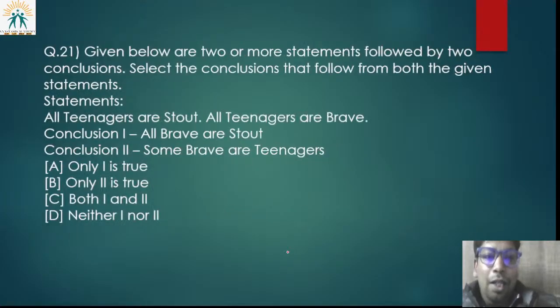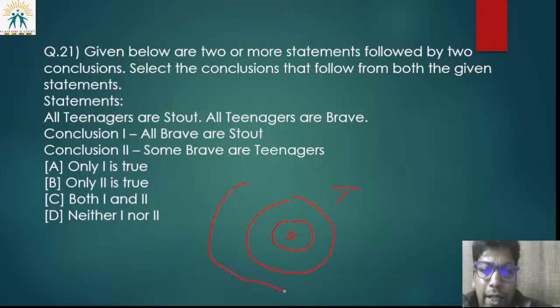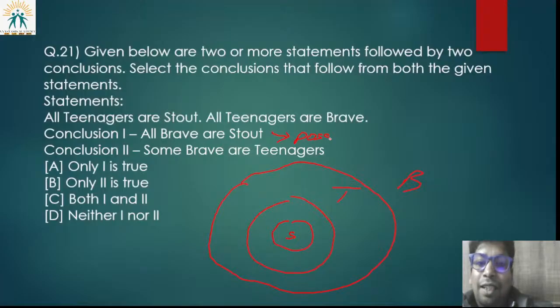Let's move on. 21st. Given below are two or more statements followed by two conclusions. Select the conclusions that follow from both the given statements. We have syllogisms at our hands. Let's quickly see. All teenagers are stout. So stout inside teenagers. All teenagers are brave. Now we have brave outer circle. Correct? All brave are stout. Now this is one scenario that can happen. I have not drawn all the diagrams. This is possible. But is it definite? No. So conclusion one is out.